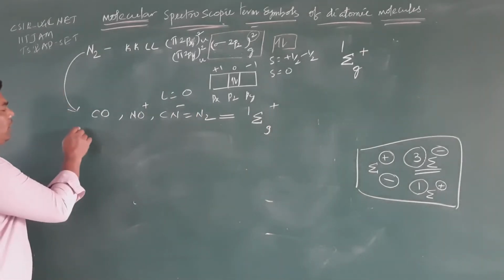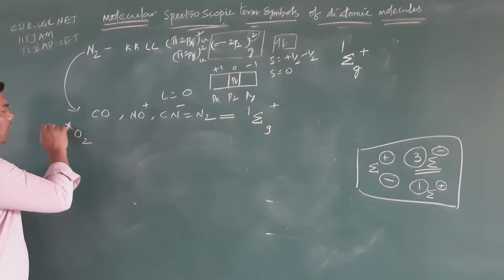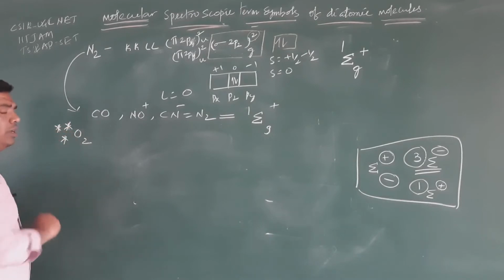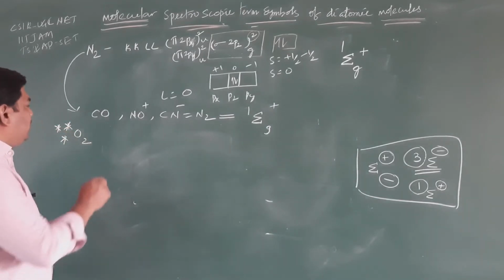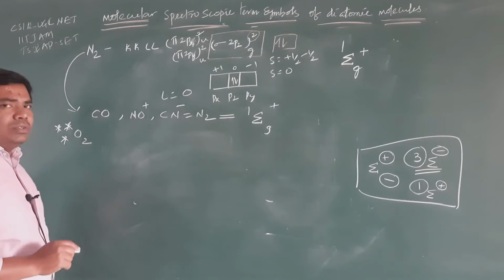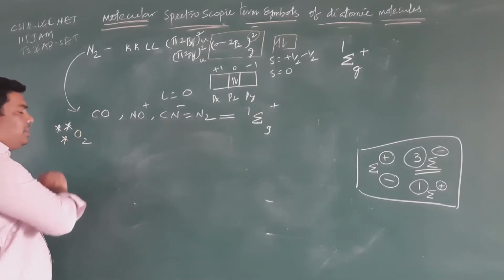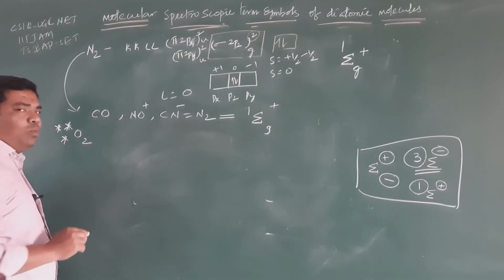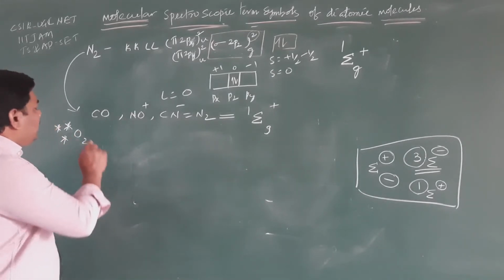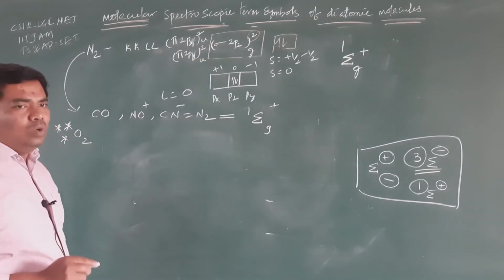Okay, right. So next we will move to the O2 molecule. This is very important, student. In the state level eligibility test in 2015, the exam was conducted by Osmania University. In that exam, a 2-mark question was asked: what is the term symbol of the O2 molecule?